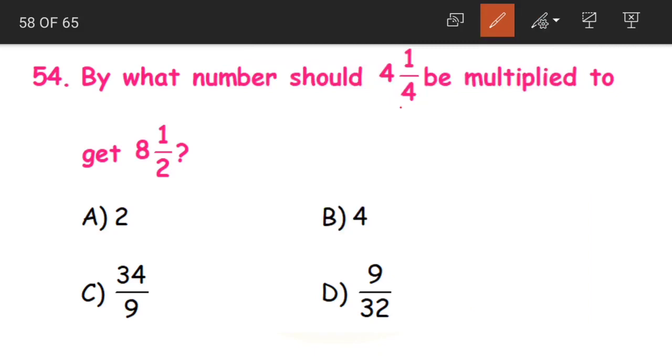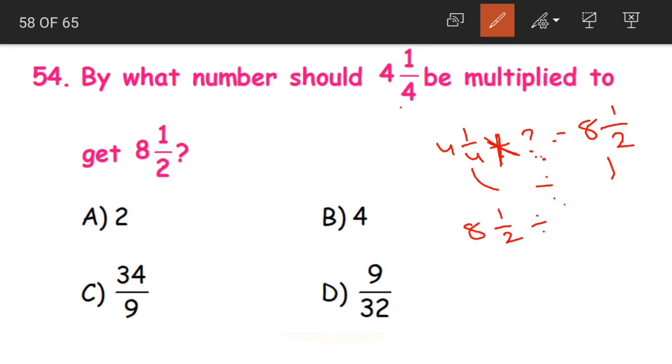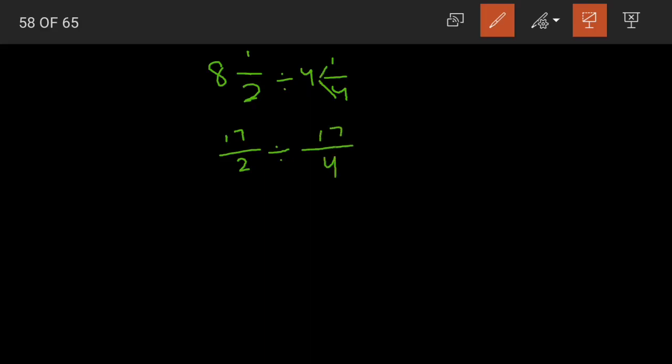In the same way, apply the same logic to this. 4 1 by 4 multiplied by something is equal to 8 1 by 2. Now what should be the number here? We need to divide these two together. 8 1 by 2 divided by 4 1 by 4. Let us convert them into improper fractions. 8 2s are 16 plus 1, 17 by 2. 4 4s are 16 plus 1, 17 divided by our denominator 4.